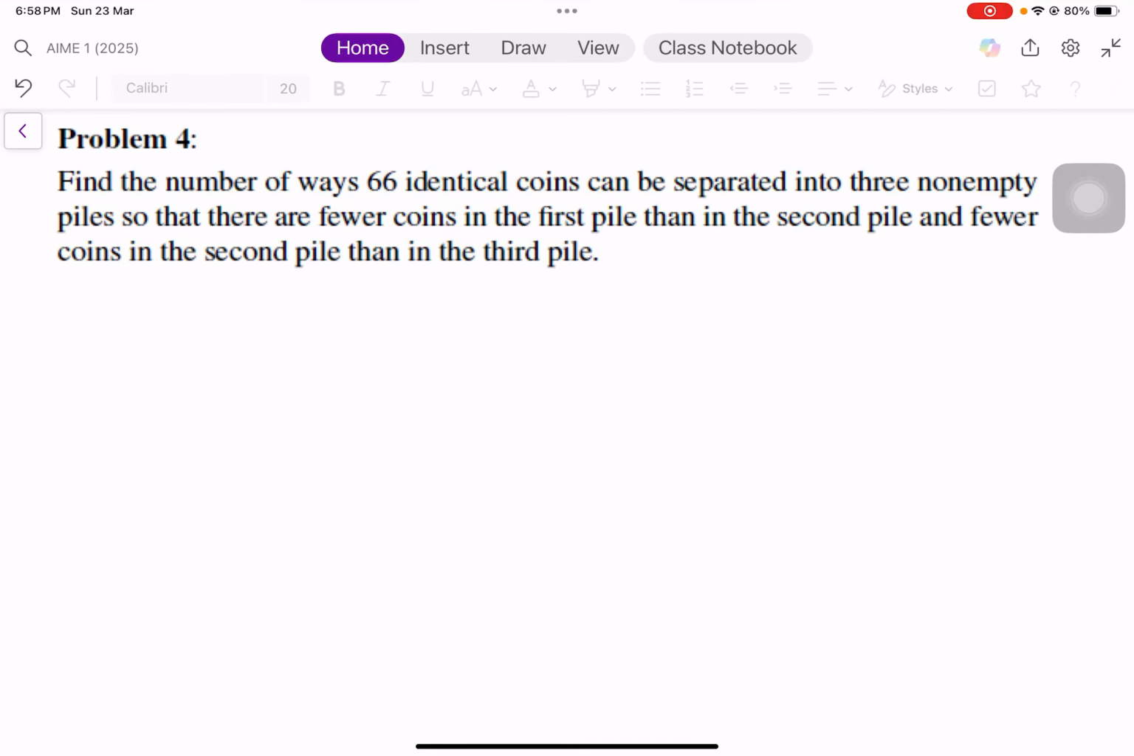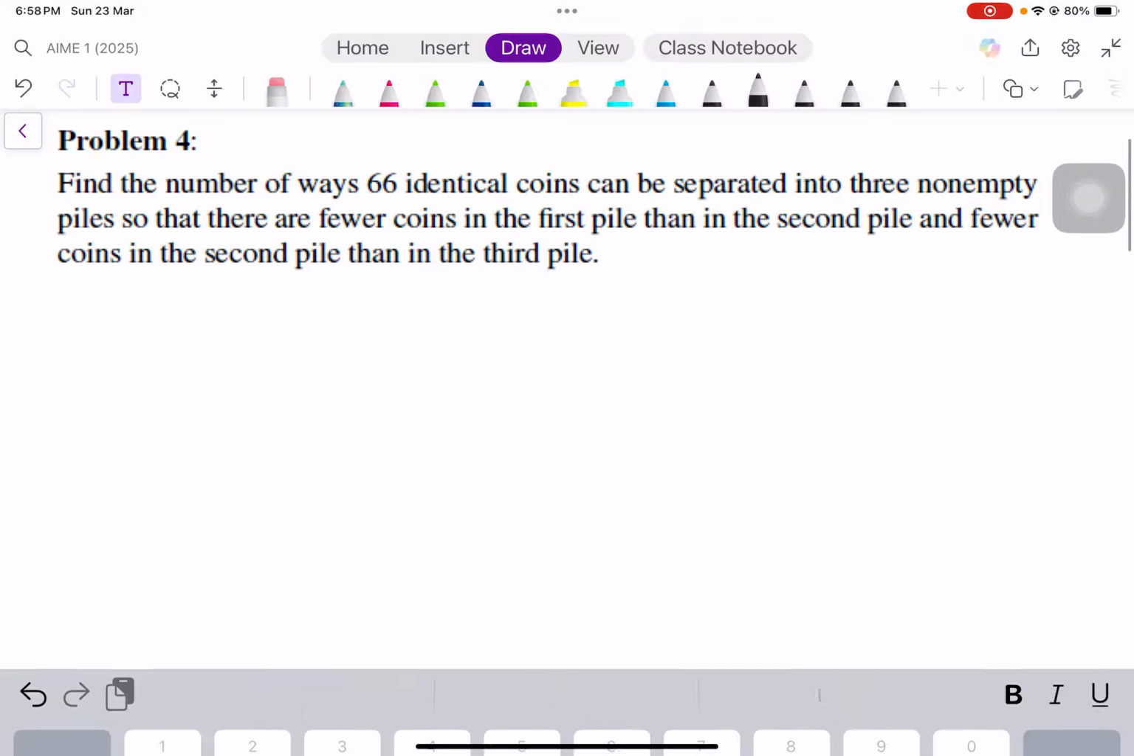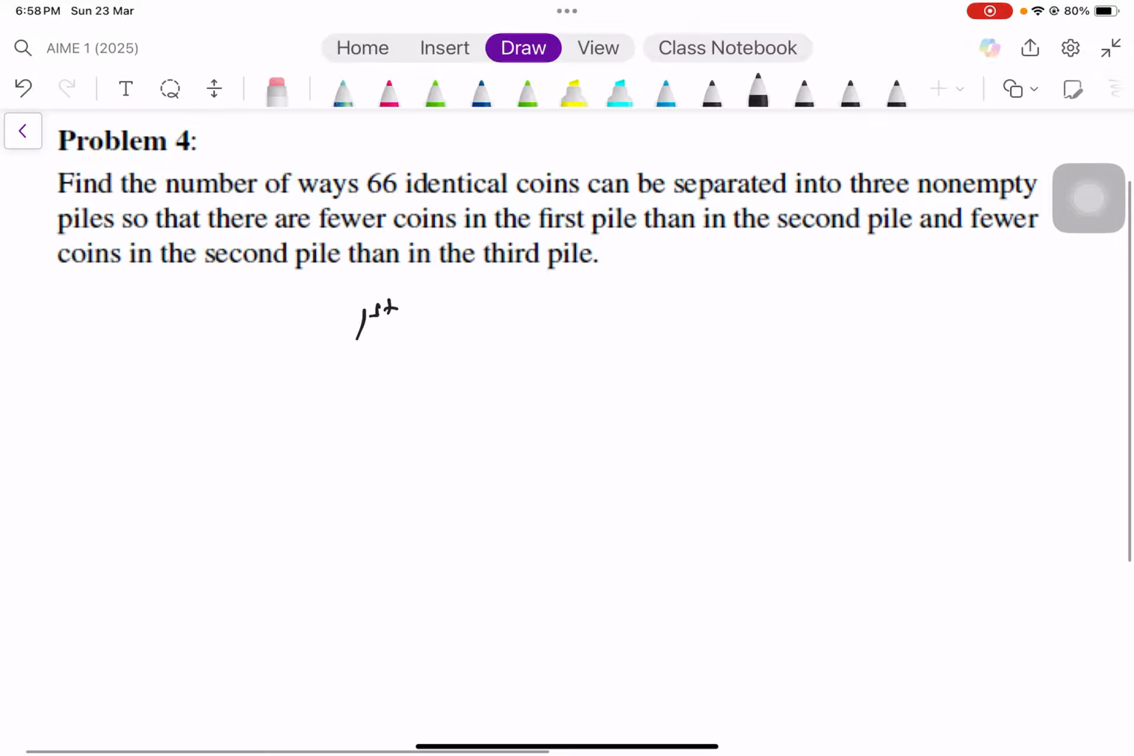Find the number of ways 66 identical coins can be separated into 3 non-empty piles so that there are fewer coins in the first pile than in the second pile, and fewer coins in the second pile than in the third pile. Therefore, in this case, we denote the first pile by X. There are X coins. And then the second pile, we denote it by Y. And then the third pile is actually Z.